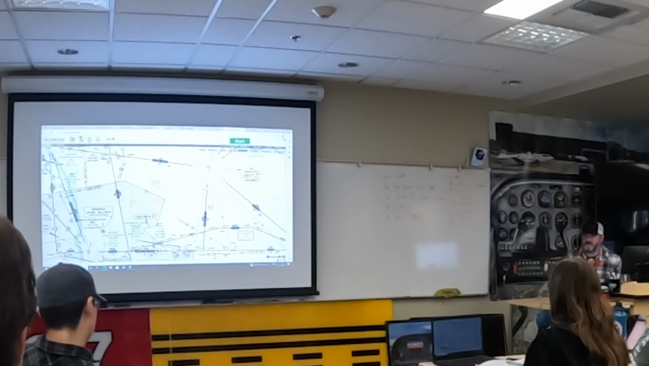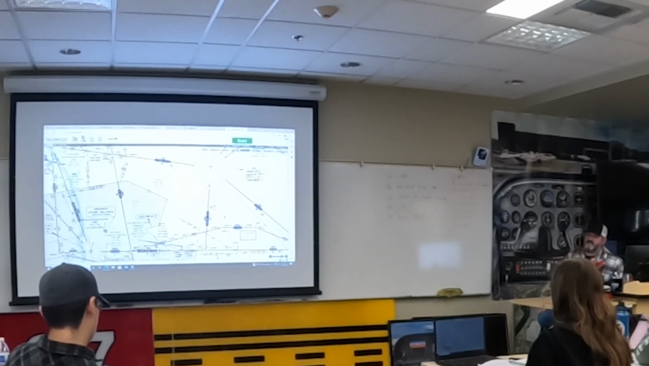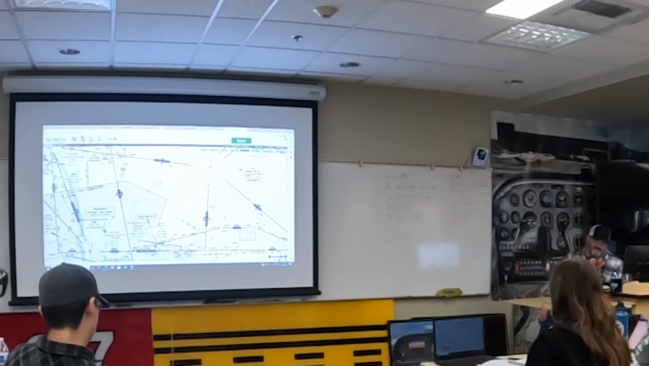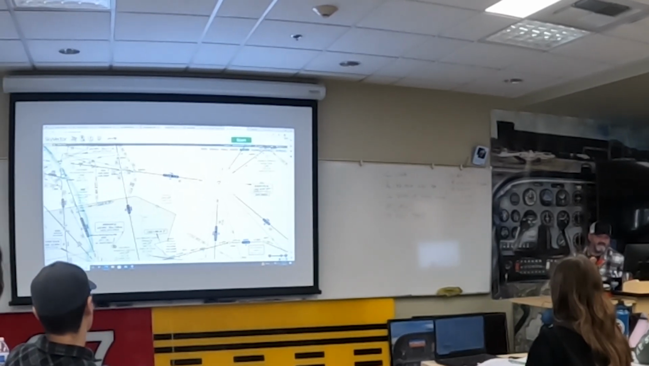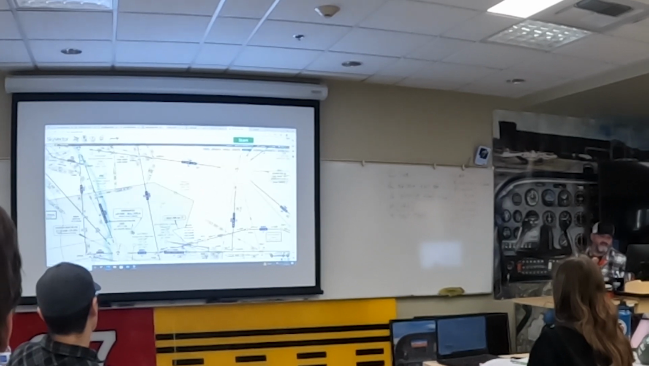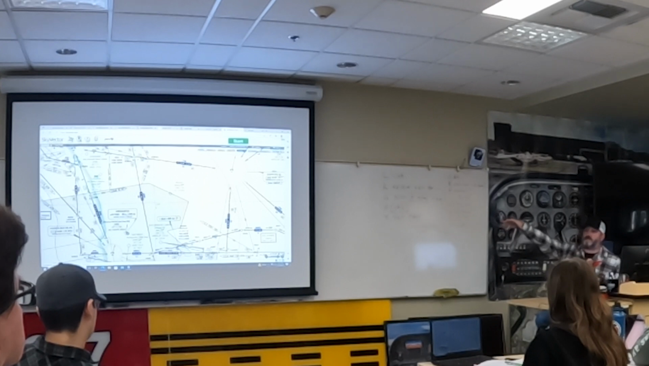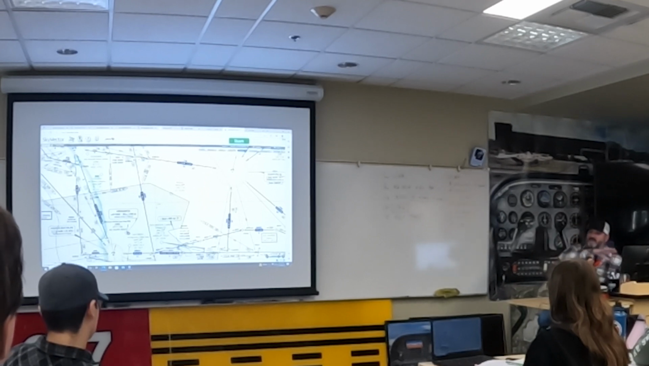Does that make sense? So it's not related to the Victor numbers. No, the radial isn't really related to the Victor number, besides the fact that east-west are typically even numbers, north-south are typically odd, just like the freeway system in the United States for interstate freeways. Even are east and west, odd are north and south. So that's how the airways are kind of designated.